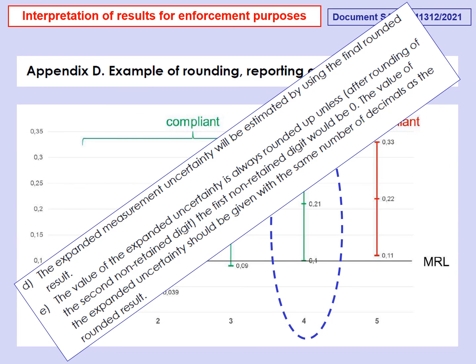This is a consequence of the following general rules proposed in Appendix D for rounding the estimated expanded uncertainty. The first one is that the expanded measurement uncertainty will be estimated by using the final rounded result. A second rule is that the value of the expanded uncertainty is always rounded up unless the first non-retained digit would be 0. And the last one is that the value of the expanded uncertainty should be given with the same number of decimals as the rounded result.